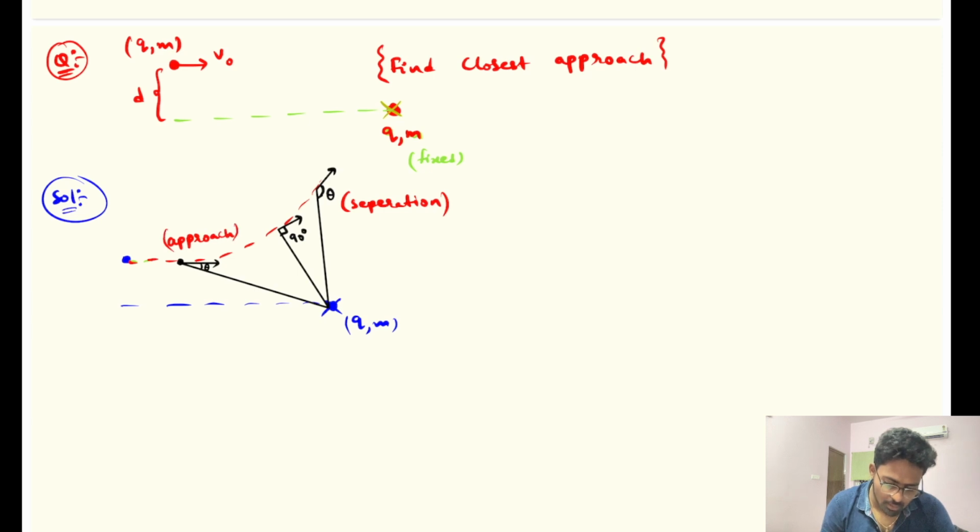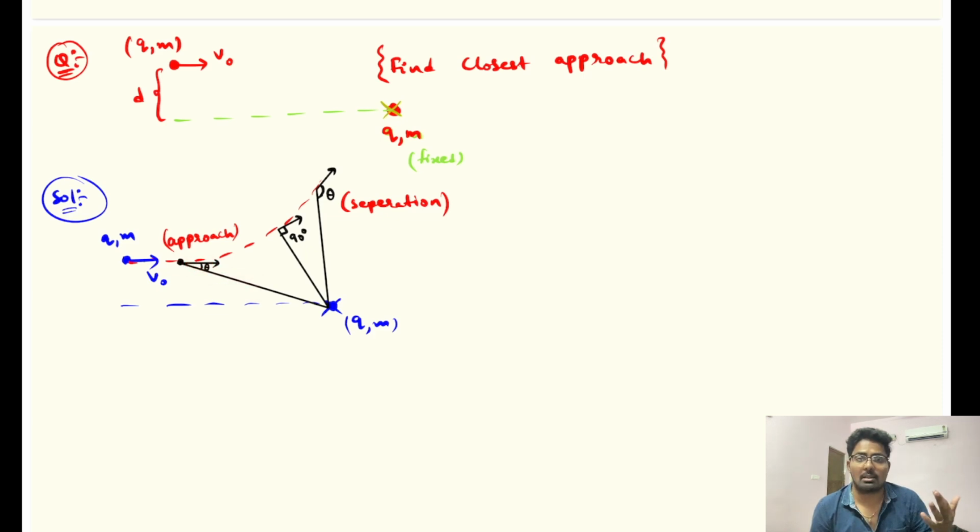So that means initially you can understand that from here to here the particle will try to approach towards Q, and from here it will try to separate from Q. From here to here it will approach the charge Q, and from there it will try to separate from this charge. That means initially I am trying to approach towards the charge, so the distance will decrease, because at any instant there will be a component in the direction of the charge.